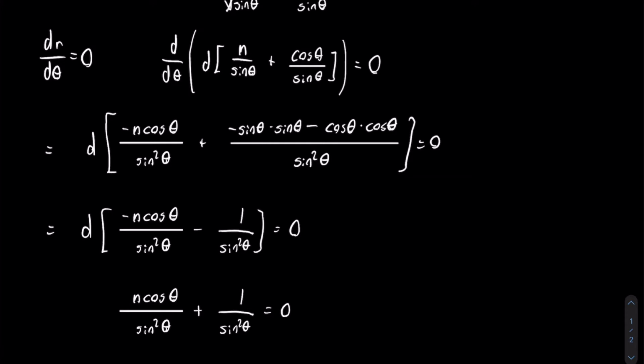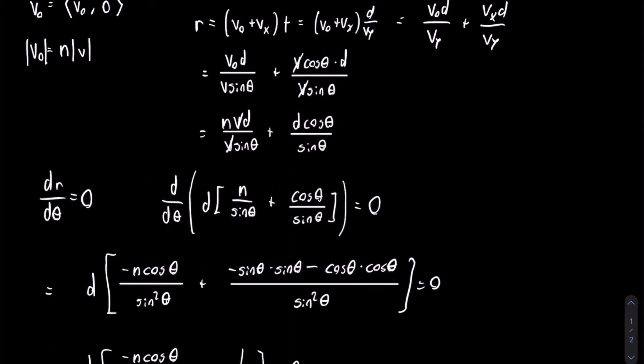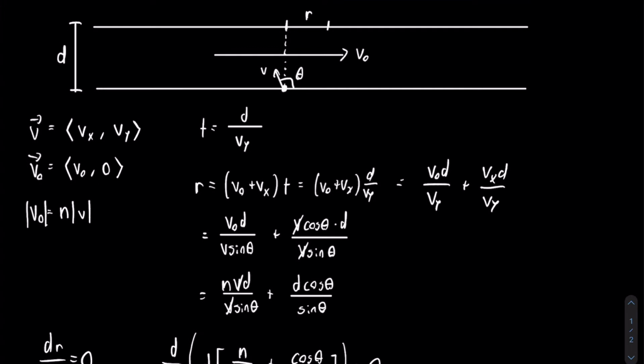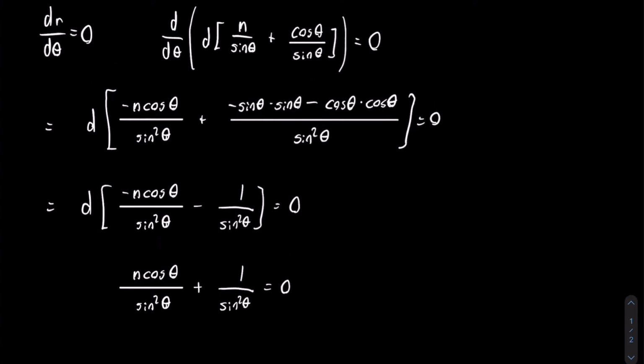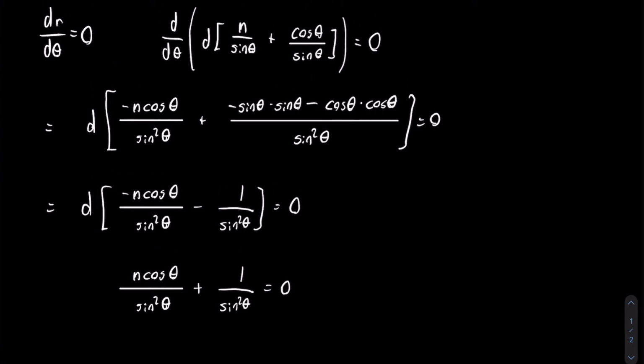Now, if we look back at the diagram, we see that sine squared theta can never be equal to 0 because if theta is equal to 0, that means that it would never get across the river, making theta equal to 0 useless. So we can multiply both sides of the equation by sine squared theta. And then we get that n cosine theta plus 1 is equal to 0. And then obviously from there, everything's a constant except for theta, so we can just solve for that.